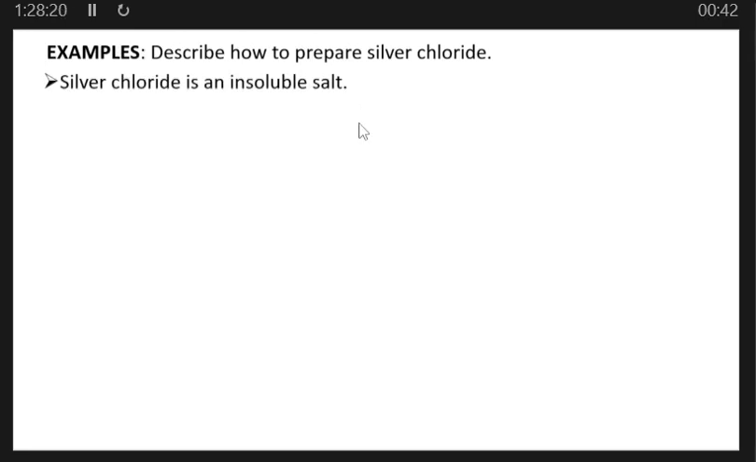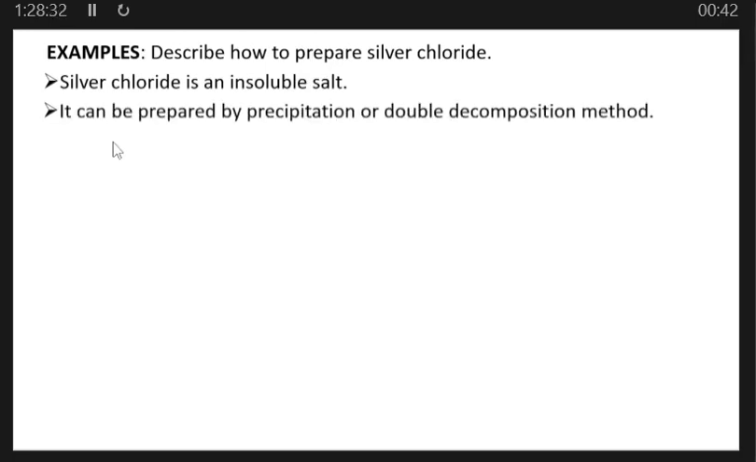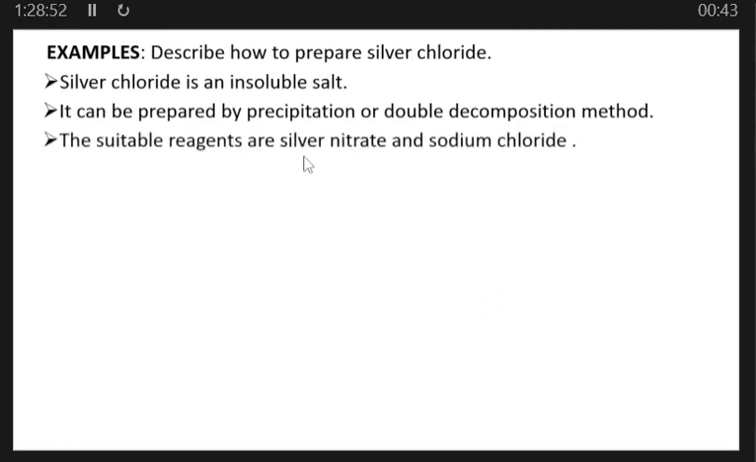Then now we'll come to the method of preparation. Insoluble salts are prepared by double decomposition or precipitation. So it can be prepared by precipitation or double decomposition. This is the method for preparing insoluble salt. Now let's look at the suitable reactants or reagents that are needed to form silver chloride. The suitable reagents are silver nitrate and sodium chloride. Silver nitrate will provide the silver, then sodium chloride will provide the chloride.